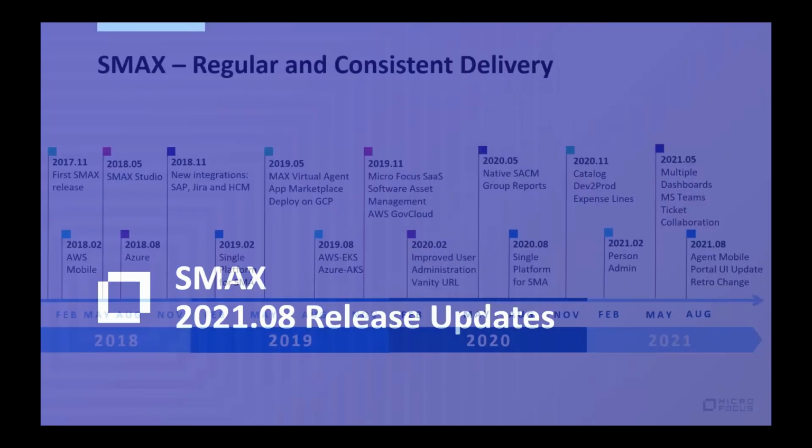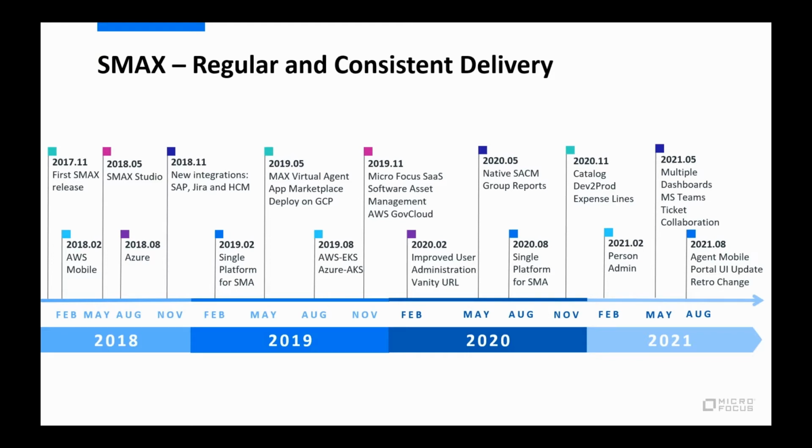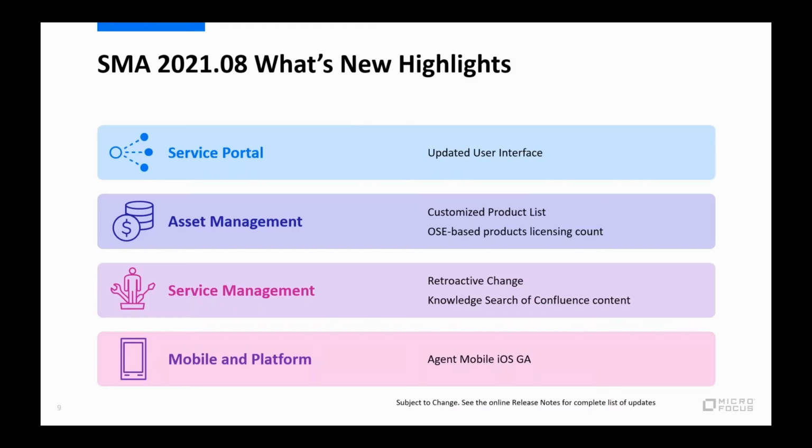And let's get into the content. So here we have our slide showing a couple highlights for each of our quarterly releases going back to the first SMAX release of 2017-11. This may be the last time I'm able to fit a new release onto this slide, so I'm probably going to be looking for a new format for this. So I've grouped the major highlight features into 4 areas. So service portal, asset management, service management, and mobile. And we have a few things that don't fit into these categories, but let's just go into the details.